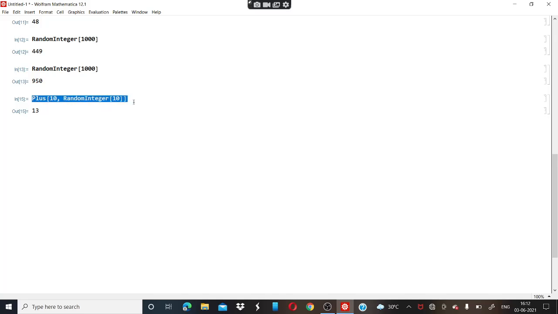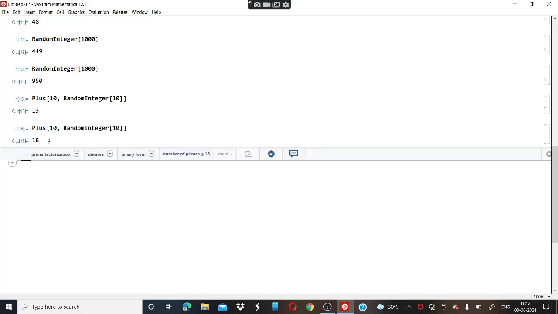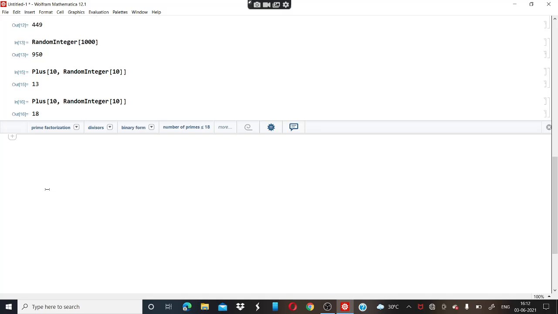We copy this and paste here, then press shift and enter, and you again get a result between 10 and 20. You can use this random integer function for a long time and you will get different results.